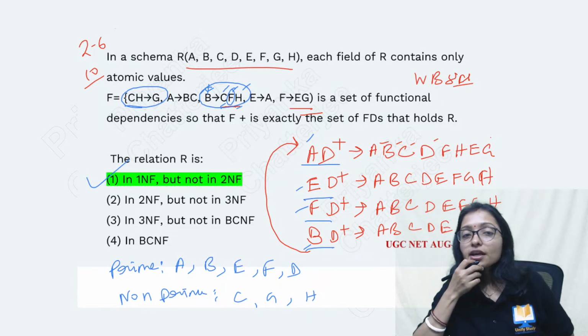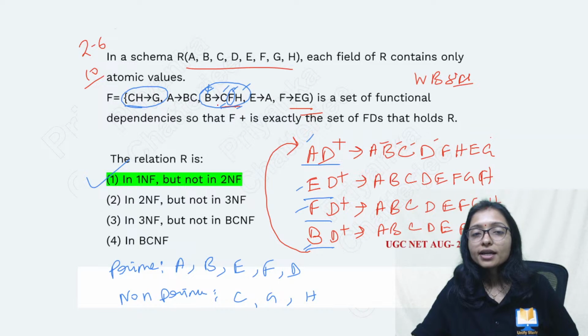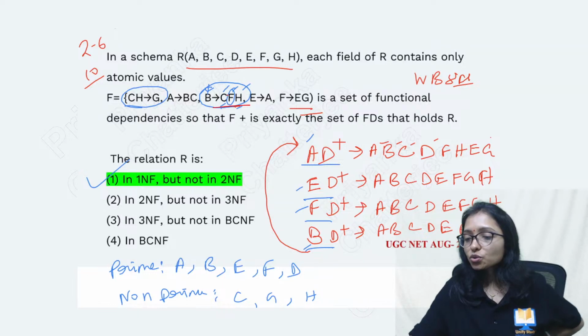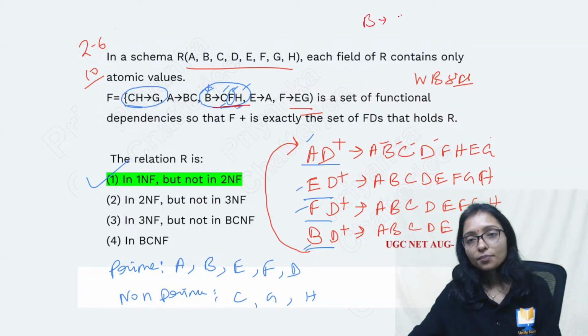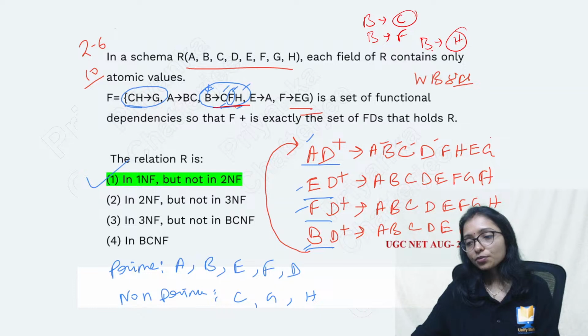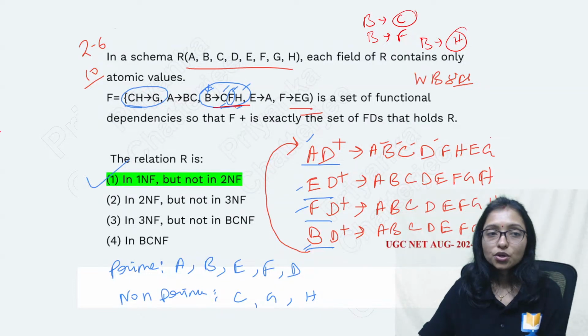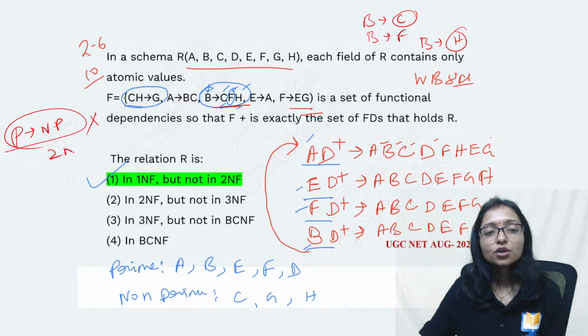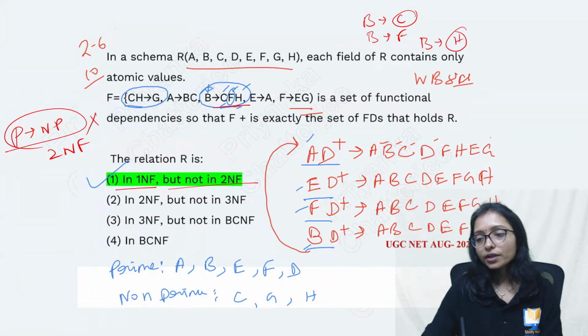Got it? Even from here you can see that this is also not happening. B implies C, F, G. This is also B implies C, B implies F, B implies H. These are also again non-prime, right? C is a non-prime attribute. H is a non-prime attribute. These all are non-prime attributes. So it is happening. Prime to non-prime is not allowed in 2NF also. That's why it is in 1NF, but it is not in 2NF.